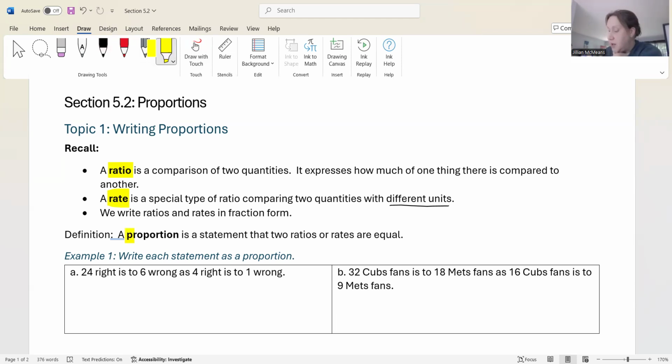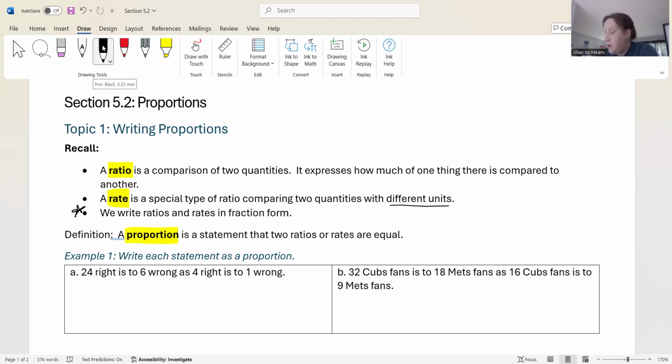So a proportion is a statement that two ratios or two rates are equal. Okay. Now remember, we write ratios and rates as fractions. So when we talk about a proportion, it's an equation made up of two fractions set equal to each other.